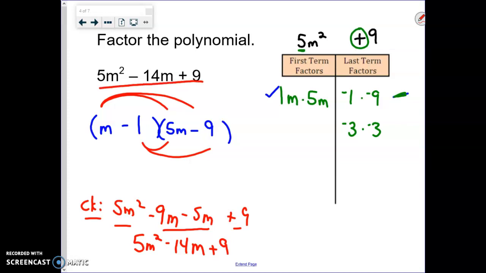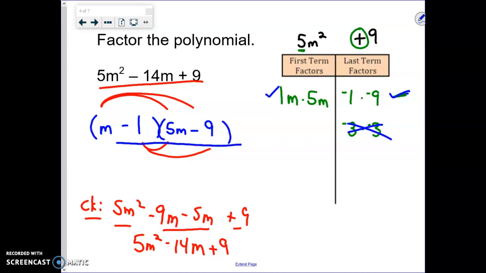Okay? By switching the 1 and the 9, switching their positions, we do get a different middle term, unlike what we did when the leading coefficient was 1. And again, order doesn't matter with respect to the binomials. You could have 5m minus 9 times m minus 1. It doesn't matter. As long as you got an m minus 1 and 5m minus 9. So this was the group that worked. We don't even need to try the last group.